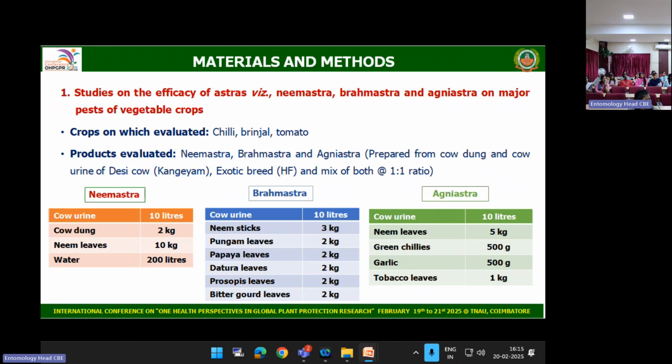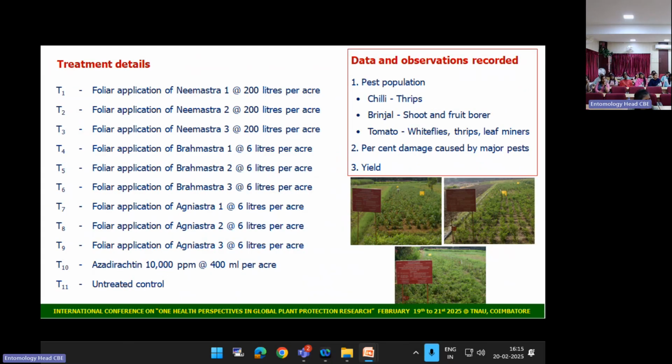I don't want to waste my time telling the preparation methods. We all know this. And these are all the treatments. The first one is foliar application of neem astra. Neem astra should be used without diluting with water, because we are already preparing it in water. Some of the literature is wrongly published stating that neem astra is recommended at the rate of 10%. It is not so. It has to be sprayed as such without dilution.